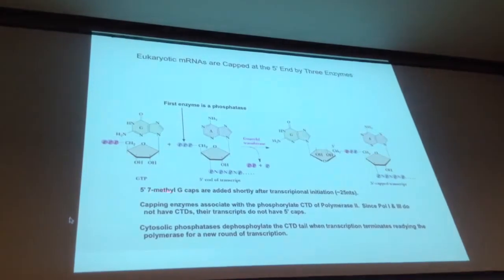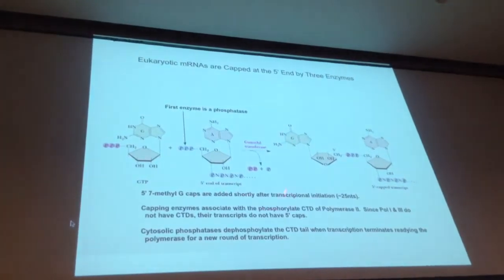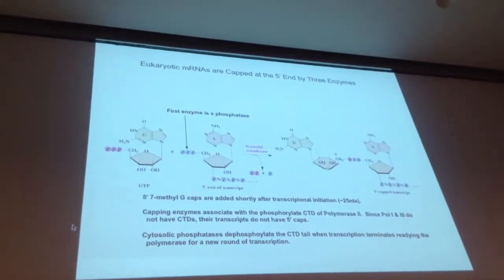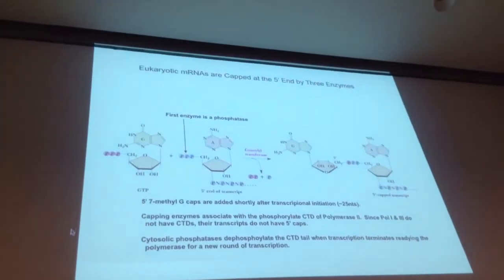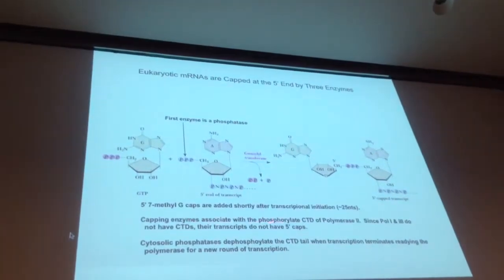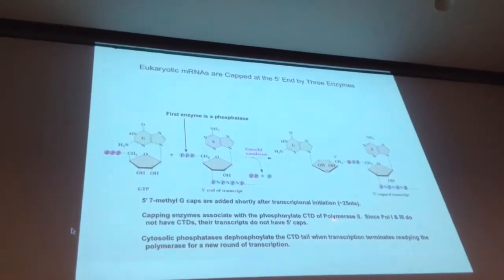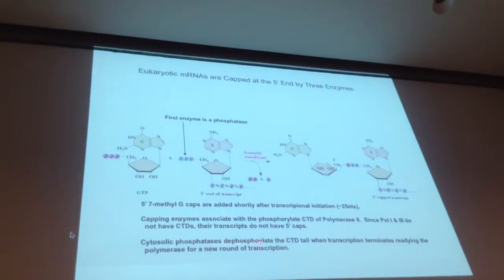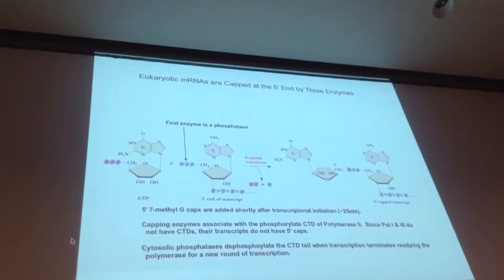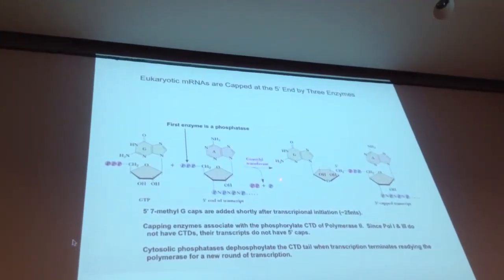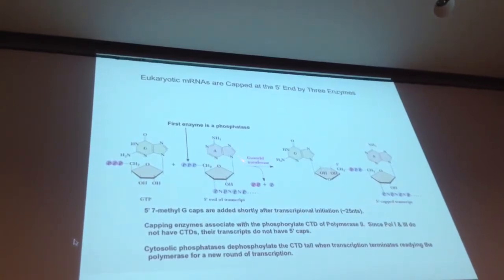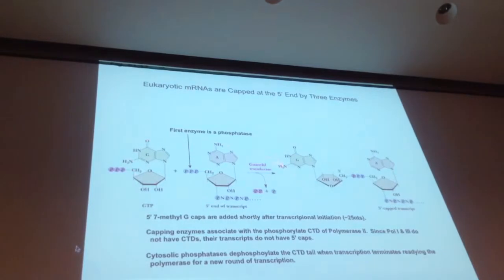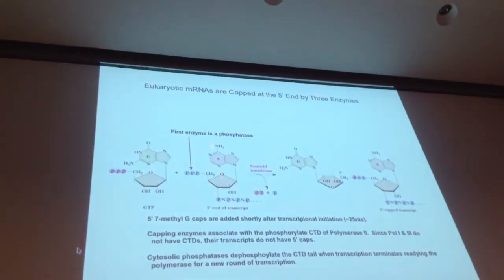The 5' 7-methyl G cap is added right after transcription, at about 25 nucleotides. The capping enzyme associates with the phosphorylated polymerase tail. So essentially what happens is, here's the first enzyme. It's called guanylyl transferase, and it transfers a GTP molecule onto the 5' end of the RNA.